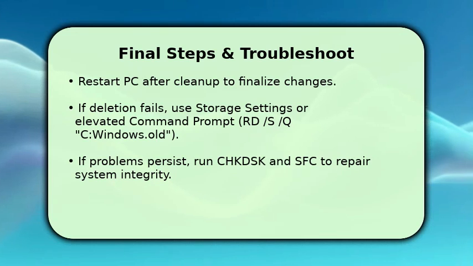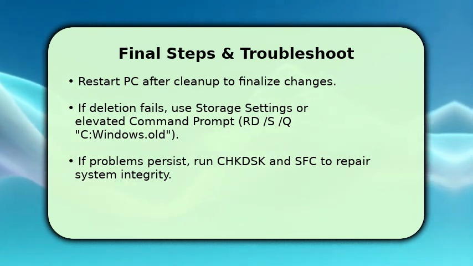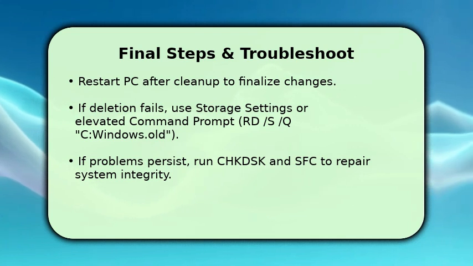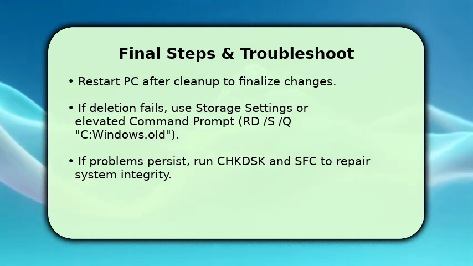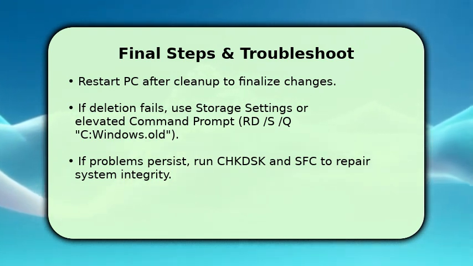After Disk Cleanup finishes, restart the PC to finalize file system changes and free locked resources. If the folder still exists, open Storage Settings to remove temporary system files, or run an elevated command prompt and execute rd /s /q C:\Windows.old. This forcibly removes remaining items. Make sure you really backed up files first.